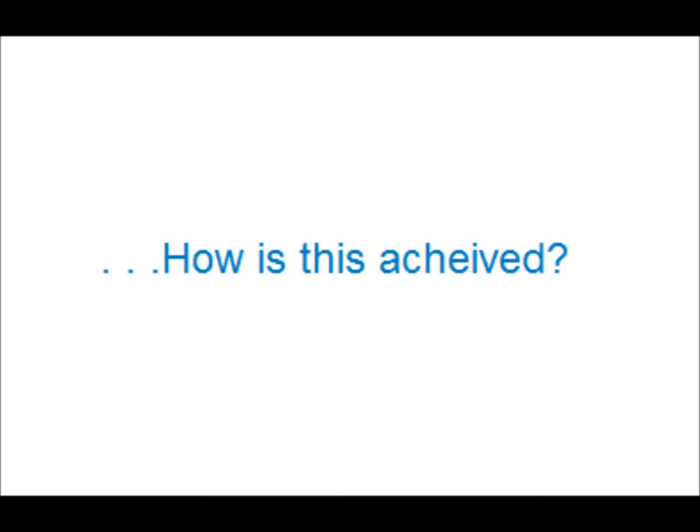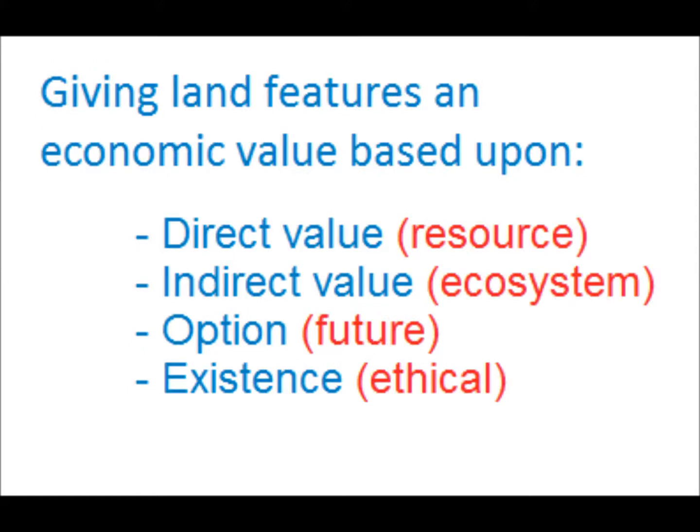But how is this achieved? Under this model, if an action would cause potential harm to a location or land feature, the feature itself is given a valuation. This economic value is based upon the direct value of the land feature. Are there any raw materials that can be taken from it? The indirect value of the feature. Does it form part of an ecosystem? Option. What could you not do in the future if you took the action you intend to do now? And existence, the innate value of the land feature in its own right.